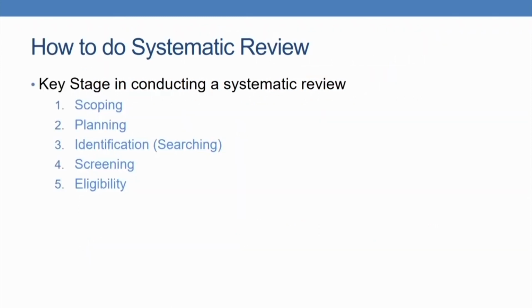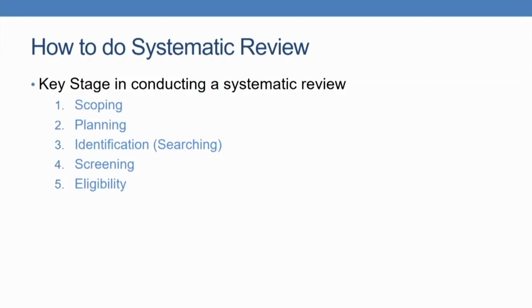Now, how to do a systematic review? There are certain key stages in conducting a systematic review, and 5 such stages have been identified by various researchers who have contributed to the literature on systematic review: scoping, planning, identification, screening and eligibility. Let us look at each of these stages one after the other.